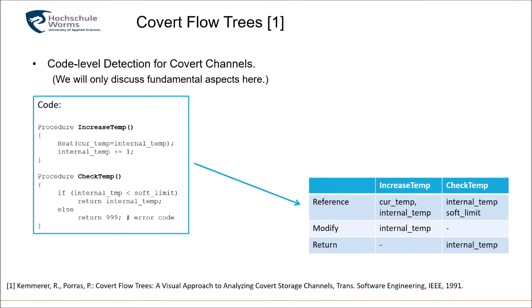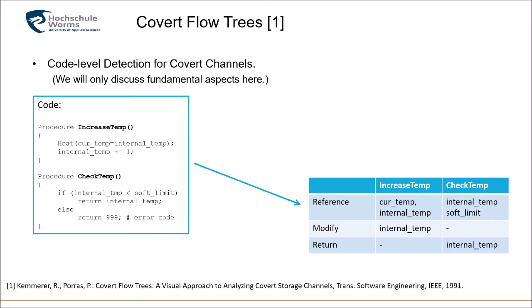Another approach are covert flow trees. They were introduced by Kemmerer and Porras in 1991. The idea here is, instead of having, like we had it with the SRM, a method to automatically detect covert storage channels in source code. I will cover this approach only briefly.